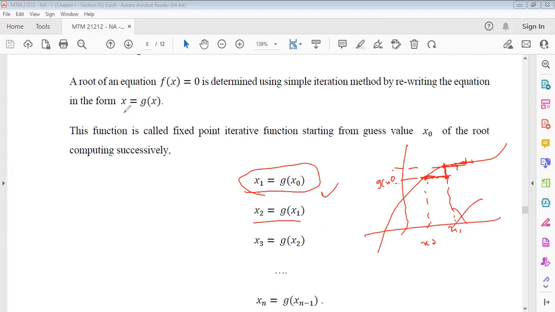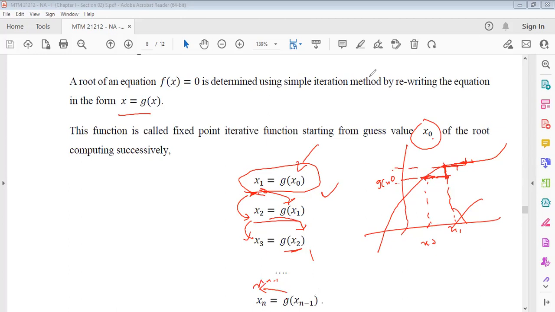x naught, see, x equal to g(x). Then take the initial guess x naught. Then you have to find g(x naught). Then you equate it to the new x1. Again, our new x2 will be the function of our earlier x1. Similarly, x3 will be g(x2). Similarly, you have to repeat it until you reach, let's say, xn equal to g of the earlier one, xn minus 1. That is its functional value.